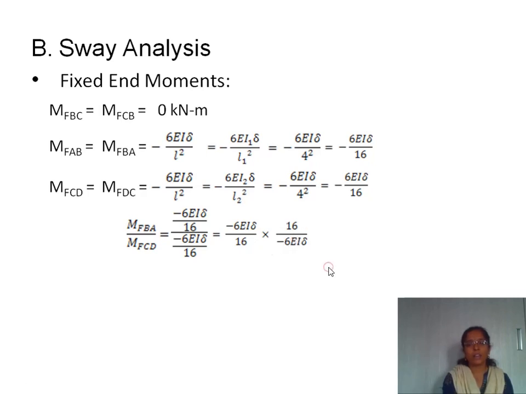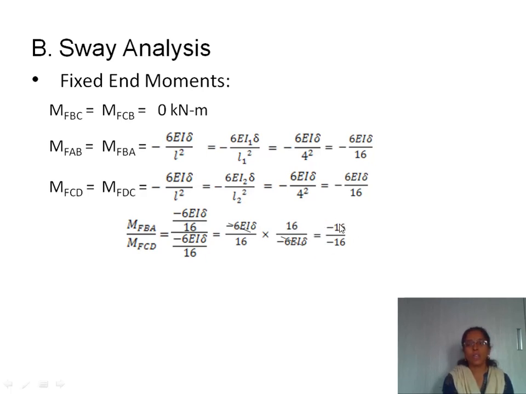So we can strike off minus 6EI delta. Okay. So now we have a ratio of minus 16 by minus 16. So you cannot strike off this negative. Okay. If you strike off the negative and take only the positive values, it means we have assumed the sway in the opposite direction. It indicates that the frame is swaying towards the left side, but actually it is swaying towards right. Therefore we should consider this negative sign.